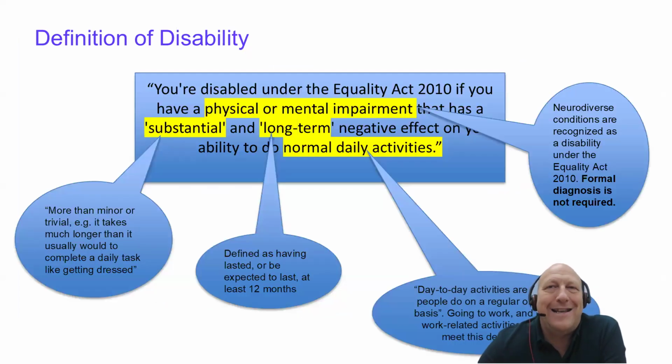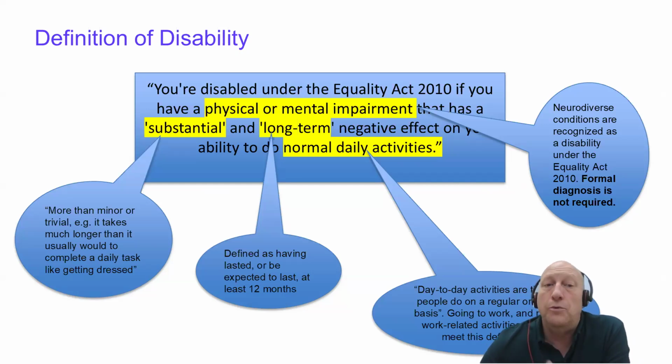Now, what is the definition of disability under the Equality Act? The definition under the Equality Act is simply what we've got there. It is if you have a physical or mental impairment, and I can't think of any other type of impairment other than physical or mental, but anyway, there we go, a physical or mental impairment that has a substantial and long-term negative effect, obviously, on your ability to do normal daily stuff.